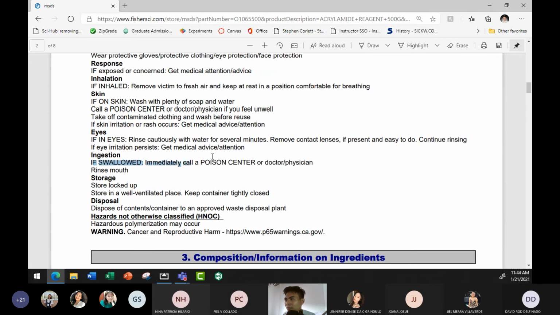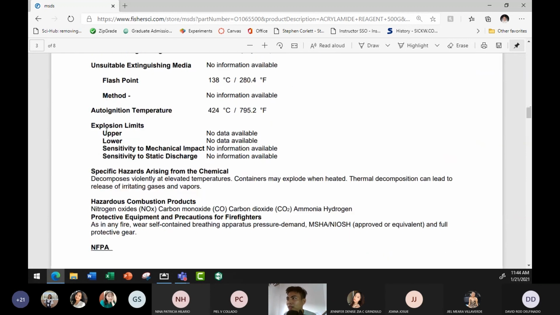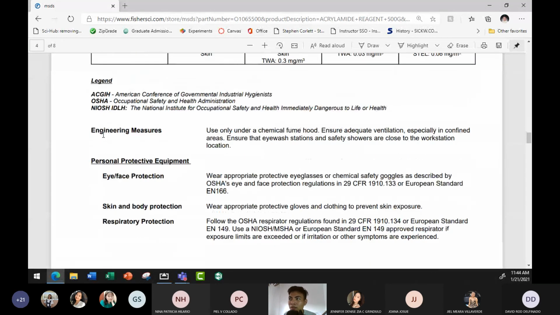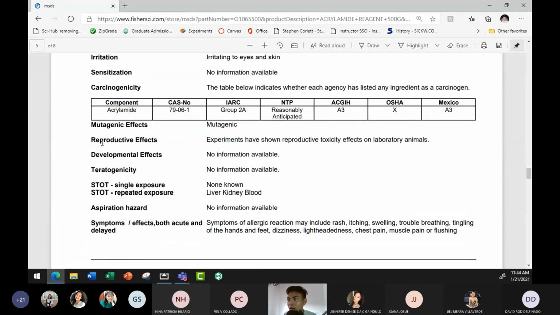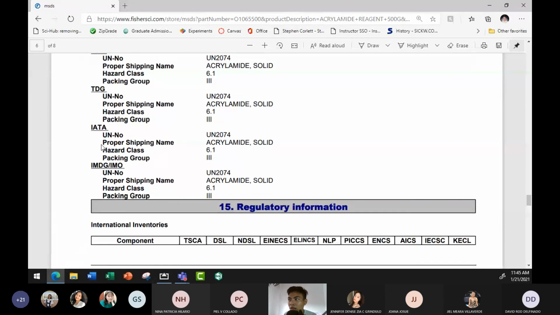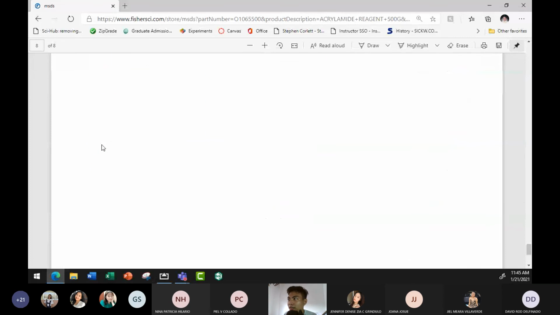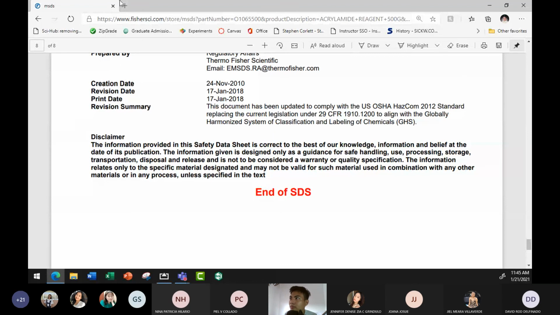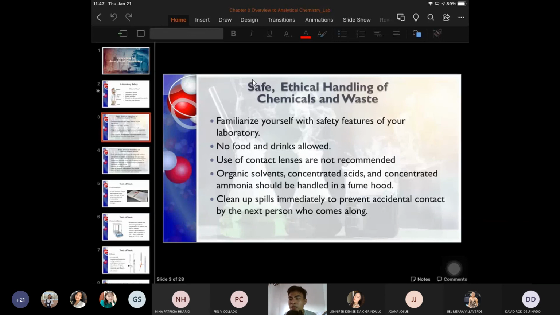If swallowed, call the poison center. If tumalsik sa mata mo, you have to wash it. Then punta kayo ng ospital, no? Et cetera, et cetera. So nakalagay lahat dyan ng info about the chemicals you are handling at kung ano yung mga pwedeng remedy, no? Kapag ikaw ay nadali ng chemical na yun. Okay? So yan, nandyan yan lahat, no? So yun lang. Pagdating nyo naman sa medtech lab, magaganyan din kayo MSDS, no?